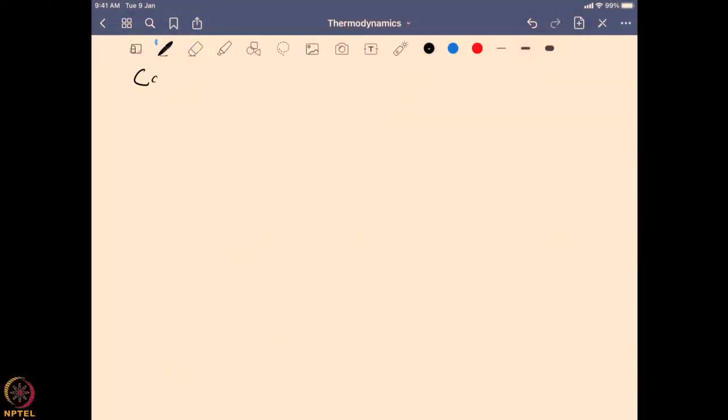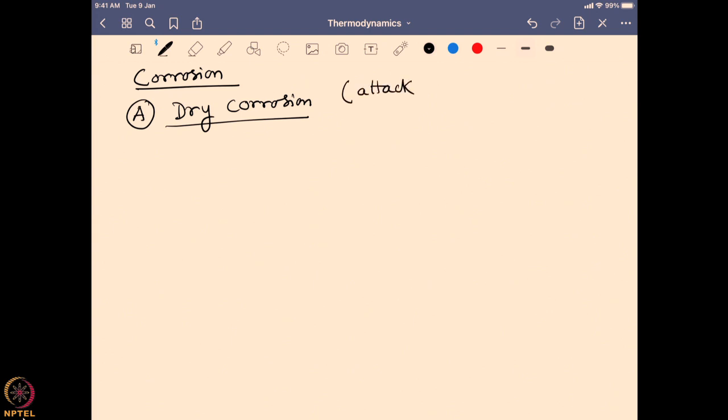So now take a look at how corrosion actually occurs. Corrosion actually occurs in two different ways. The first is known as dry corrosion. I am taking the example of attack by oxygen. Oxygen is present in nature in the air, almost 21%. It's a strong oxidizing agent and it will like to oxidize the metal present in its low oxidation state.